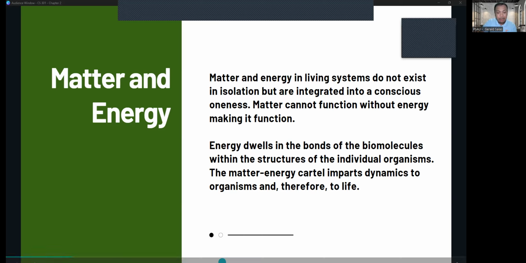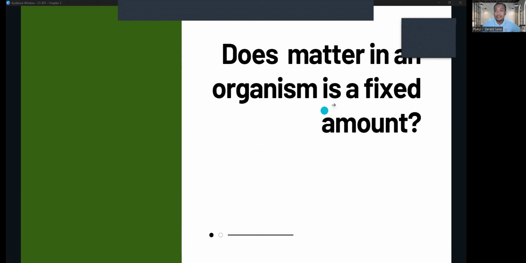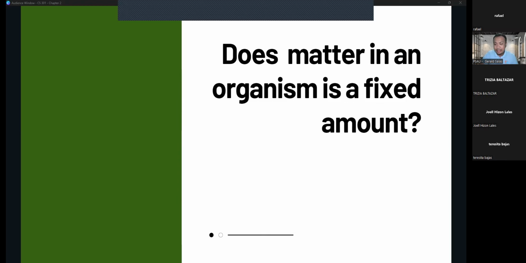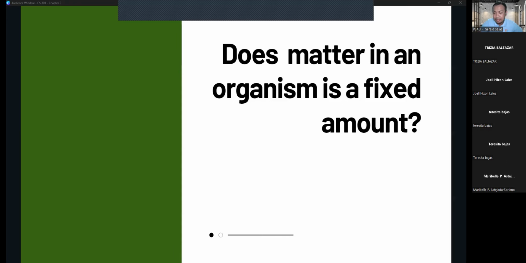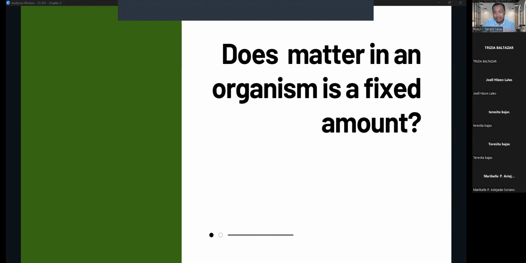Now, I have a question here. Does matter in an organism have a fixed amount? Anyone po? Anyone who can try to answer po? Does matter in an organism have a fixed amount? Okay. Wala po bang gustong mag-volunteer? Yes or no? No, sir. No. Okay.